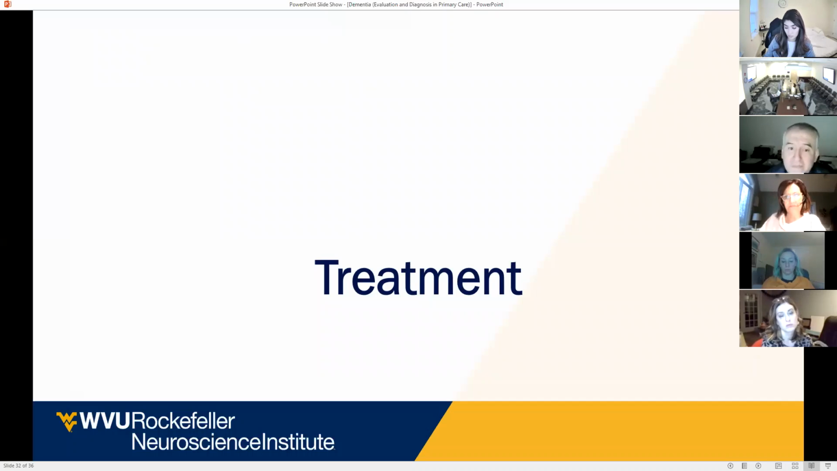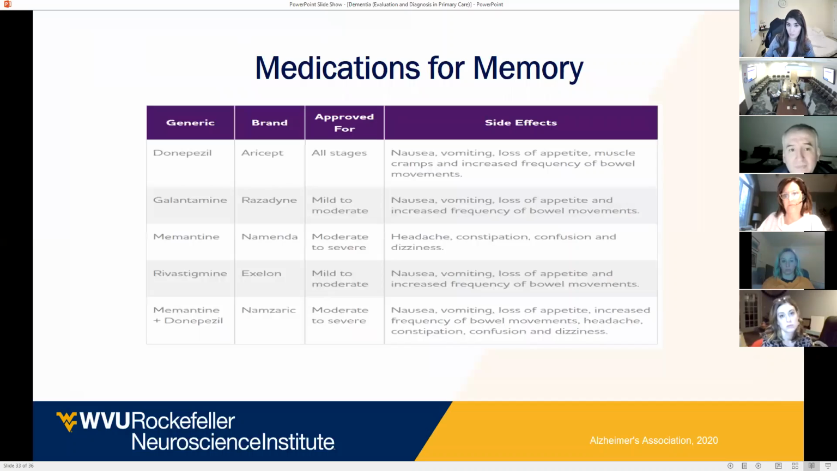Treatment. Next one. The FDA approved medications for memory problems are donepezil, galantamine, Namenda, rivastigmine, and this nice combination, Namzaric, Namenda and donepezil. These medications are not going to cure. It's not a cure for memory problems. It can help us in terms of controlling some kinds of behaviors, and slowing down the process. Probably there's not a big evidence, there's not a lot of support.